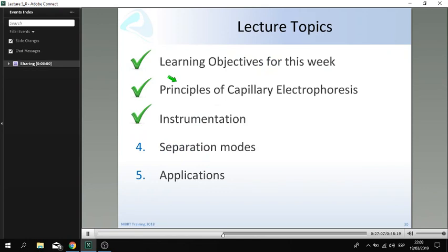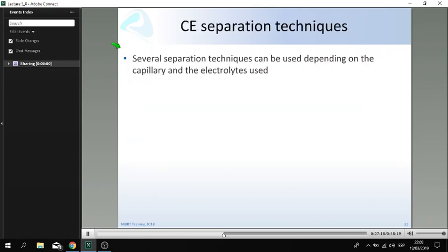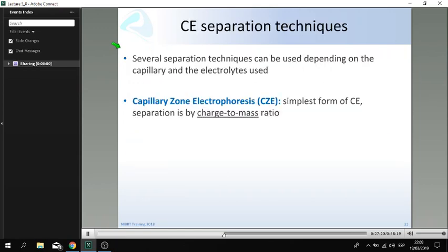Okay, so what I'm going to mention now in the next few slides are different separation modes that we can use when we are using CE analysis. Several techniques can be used, similar to slab gel, where we could use SDS, native, isoelectric focusing and 2D gels. Here for CE we can also use capillary zone electrophoresis.